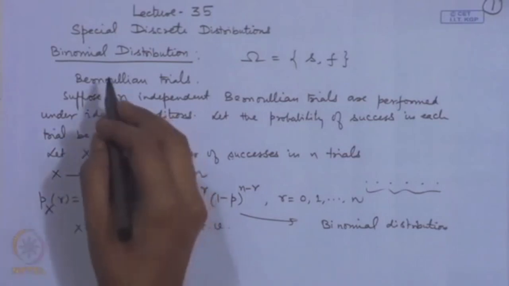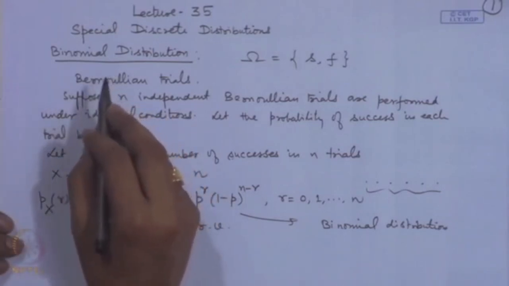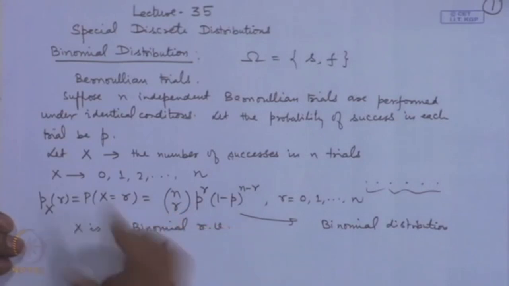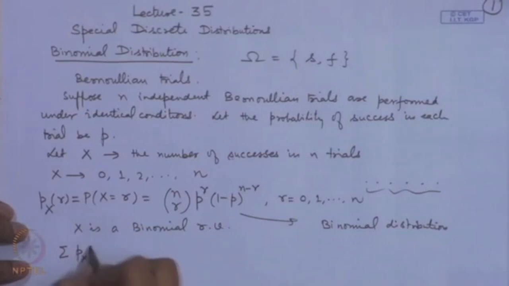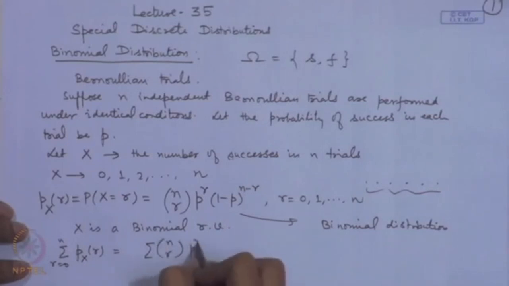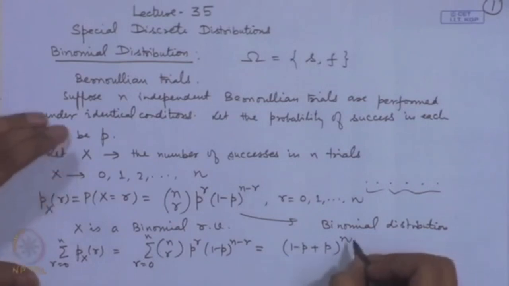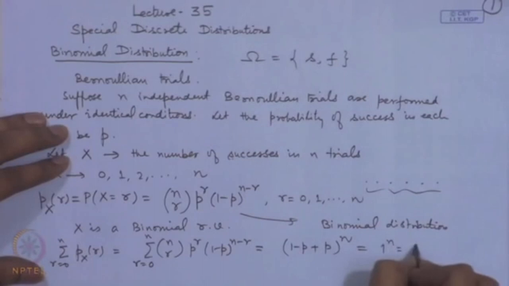Now, these Bernoullian trials are named after the mathematician James Bernoulli, because he was the first one who described this experiment. The name binomial distribution has come because of the use of the binomial coefficients. In order to verify this, suppose we consider the sum of these probabilities, then that is equal to the sum of nCr p to the power r, 1 minus p to the power n minus r, r equal to 0 to n. Then this is nothing but (1 minus p plus p) to the power n, and therefore, this can be considered as 1 to the power n, that is equal to 1.